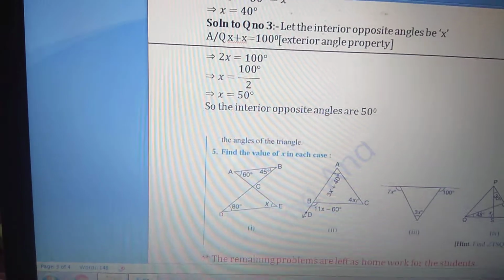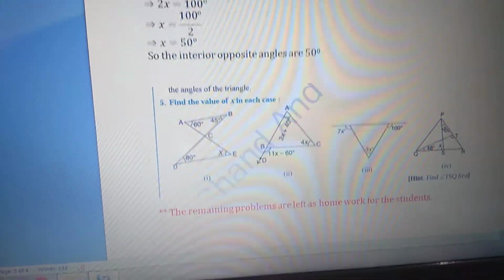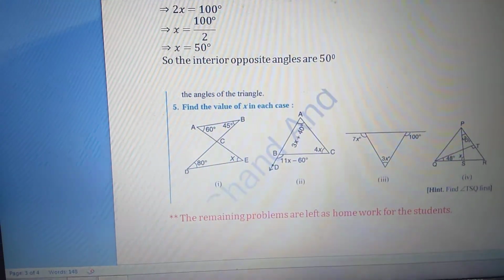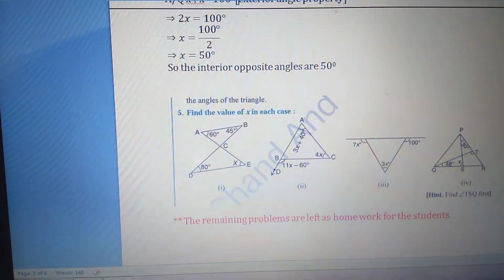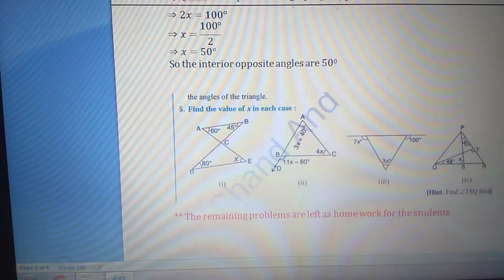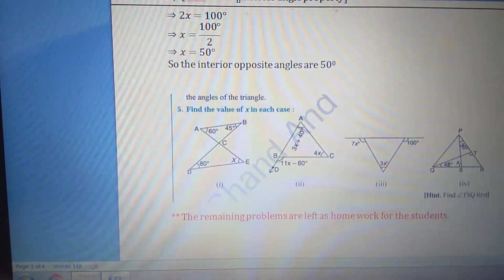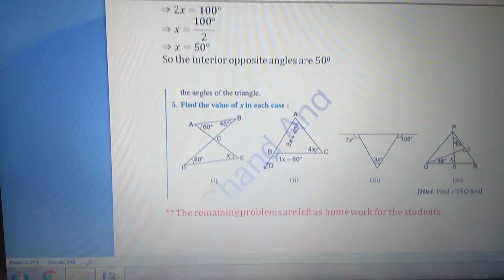To test how much you have understood, I have left question number 5 for you to solve by yourself. Just remember one thing while solving question number 5: you have to use the properties of lines and angles somewhere, property number 1 somewhere, and property number 2 somewhere. So be careful while solving this.